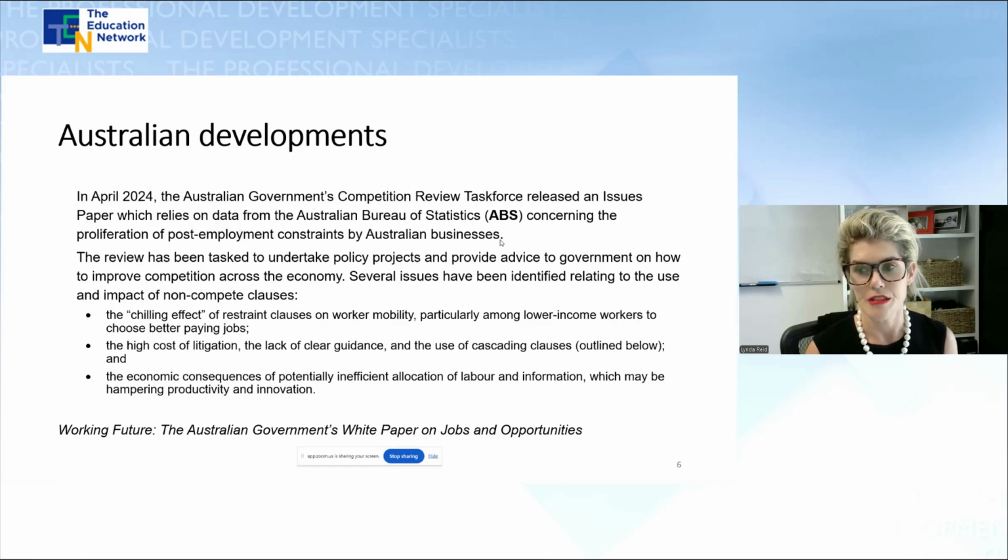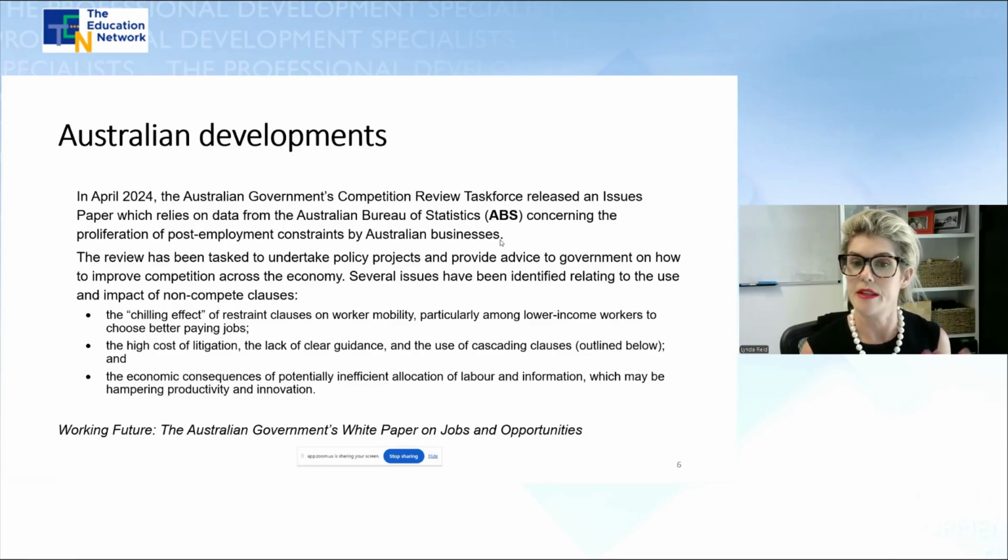High cost of litigation. I think everybody who is participating in this workshop will be familiar with how much that can entail. The lack of clear guidance and the use of cascading clauses. We'll talk about cascading clauses in a minute. And what it describes as the economic consequences of potentially inefficient allocation of labour and information, which could be hampering productivity and innovation.